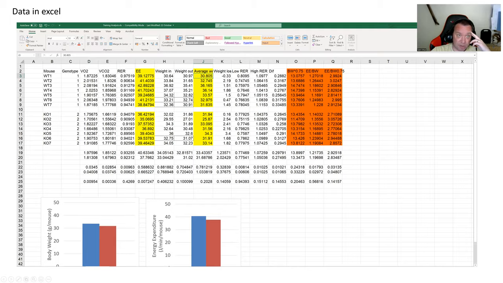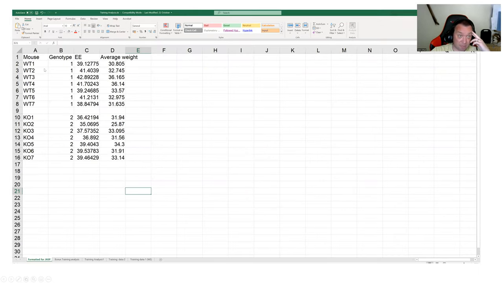Now, the software we're going to use is called JASP, and we need to format it for JASP. So if you're going to use the software, you're going to want to have four columns. You're going to want to have just a description of what you're doing. So mouse: wild type 1 down to 7, knockout 1 down to 7. Genotype, so this is going to be our categorical variable, wild type 1, knockout 2. Energy expenditure, we have our energy expenditure averaged over our time period of interest, and this is in joules per minute per mouse. You could be using kilocalories per hour, you could be using watts. And then the average body weight here. That's it.